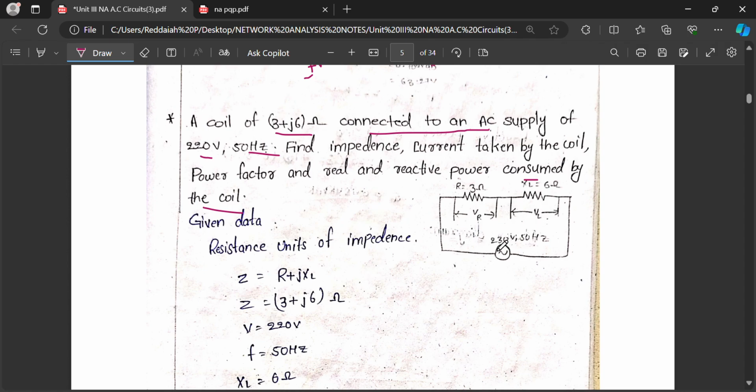This type of problem we solved, and it was given in a previous exam. In the previous exam they gave the same problem, only the values may change. Sometimes the impedance Z value is given directly, and they may also give it in polar form. From that, using polar form and rectangular form conversions, the real part of the impedance is the resistance.